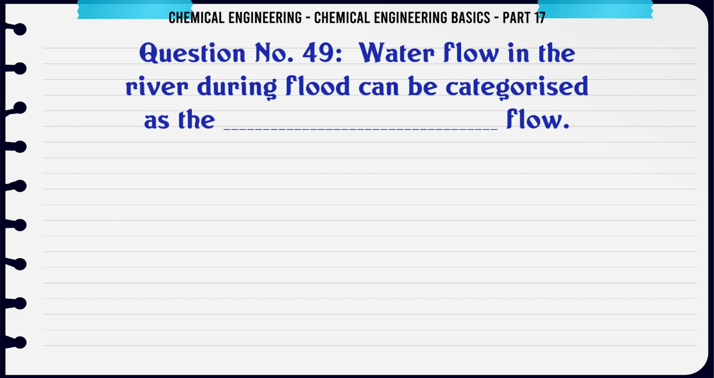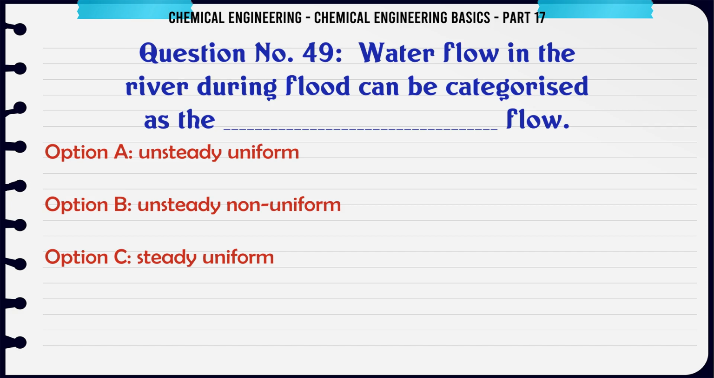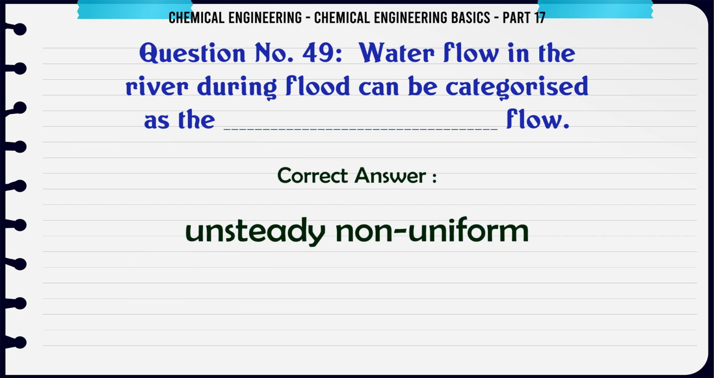Water flow in the river during flood can be categorized as the flow A. unsteady uniform, B. unsteady non-uniform, C. steady uniform, D. steady non-uniform. The correct answer is unsteady non-uniform.